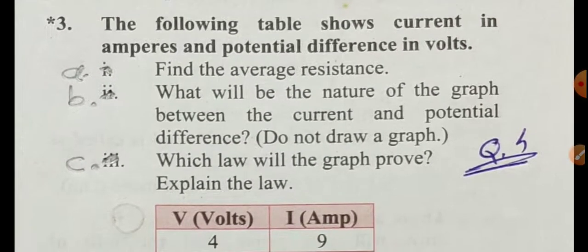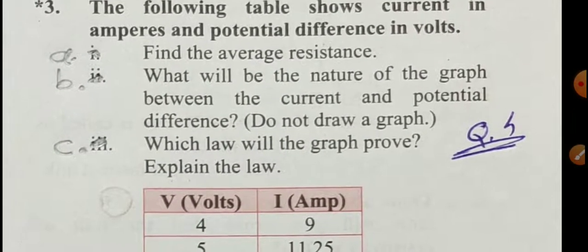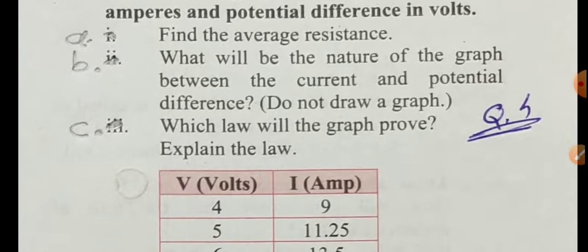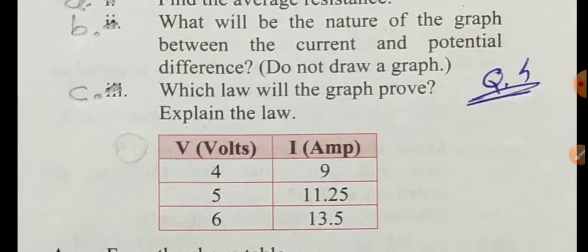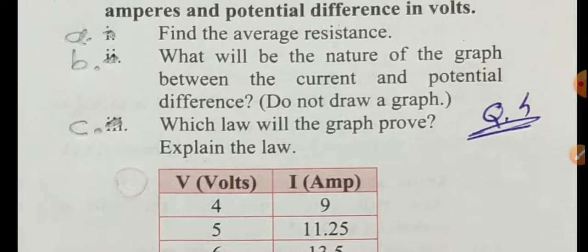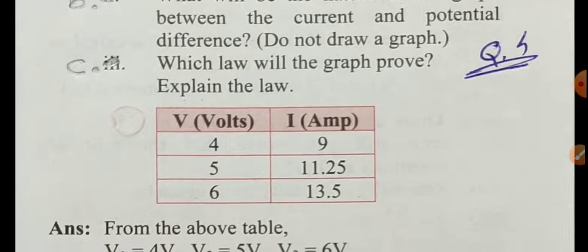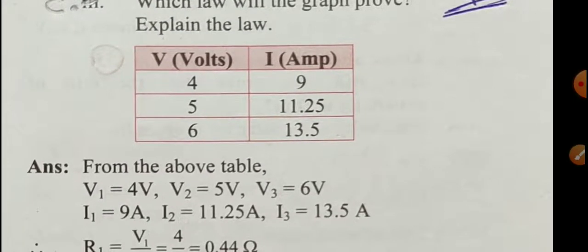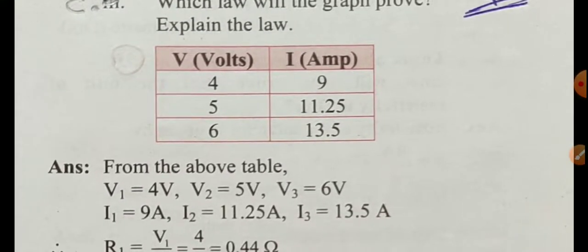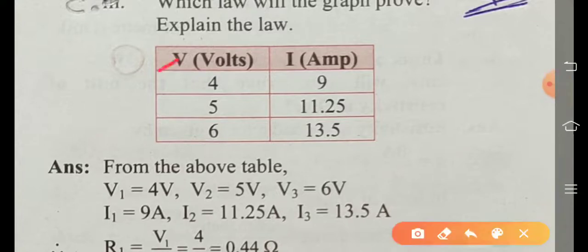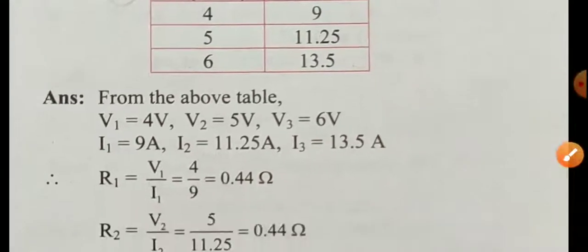the following table shows current in ampere and potential difference in volts. So find the average resistance. What will be the nature of the graph between the current and potential difference, and which law will the graph prove? Explain the law. Now these values are given in the question. Volt, that is potential difference, that is voltage, and I means current is given. Now check that. So we are indicating here V1, V2, V3 like that, here I1, I2, I3. Clear? Those values we are writing in the given.